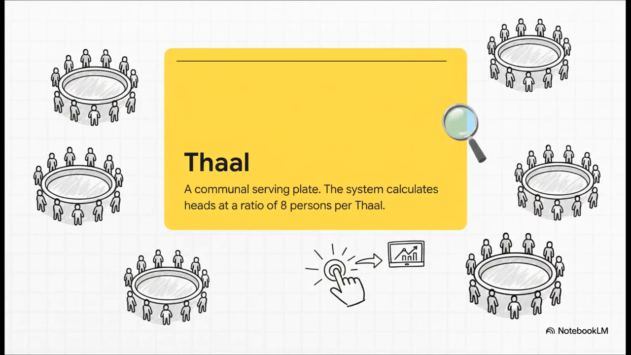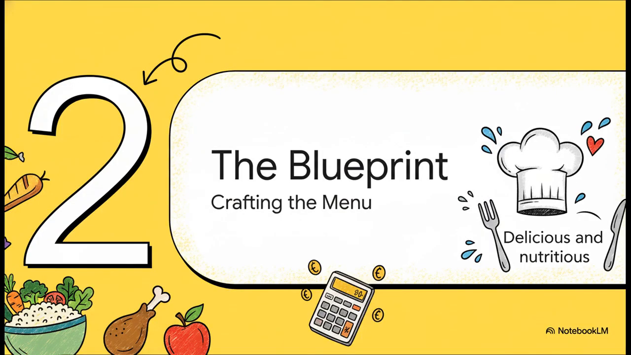Now, here's something that's really cool about how they plan. Instead of just thinking about individual people, they plan in units called thals. A thal is a big communal plate that serves 8 guests. The manager just puts in the number of thals and bam, the system instantly calculates the exact person count. So you have precision baked in from the very beginning. All right, let's move on to the next stage.